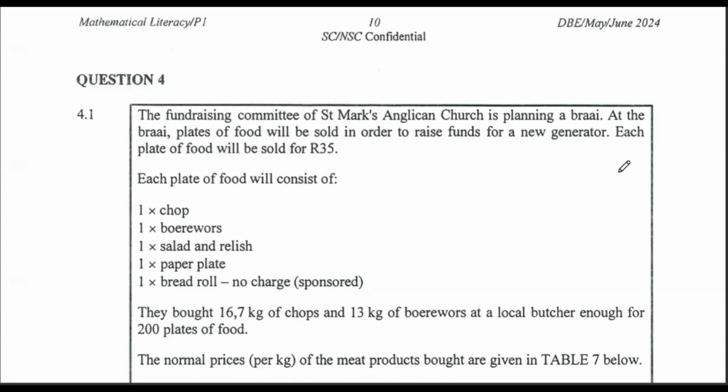The fundraising committee of St. Mark's Anglican Church is planning a braai. At the braai, plates of food will be sold in order to raise funds for a new generator. Each plate of food will be sold for 35 rands. Now, each plate of food will consist of one chop, one boerewors, salad and relish.